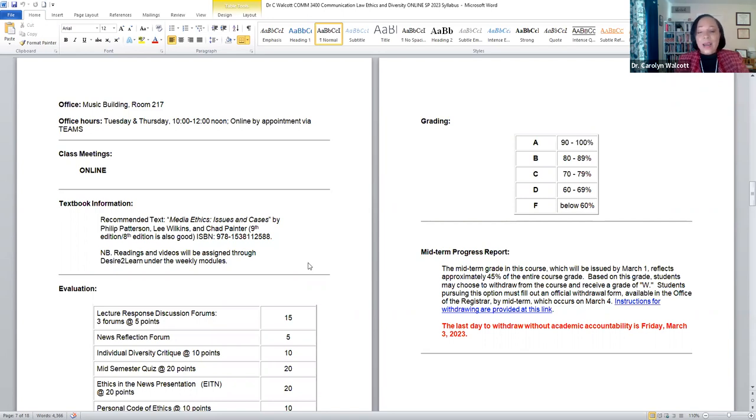Now, for your recommended text, I've already posted a link to a very low cost version, which is the 8th edition. It's still very, very good. It is Media Ethics: Issues and Cases. Patterson, Wilkins, and Painter are the authors who've been doing a lot of the case studies in times past. The 9th edition would be a little upgraded, and I think I have the most recent edition, which is the 10th. They'll generate cases that are happening in society for us to examine in the context of what is happening in communication, law, ethics, and to a very small extent, diversity.